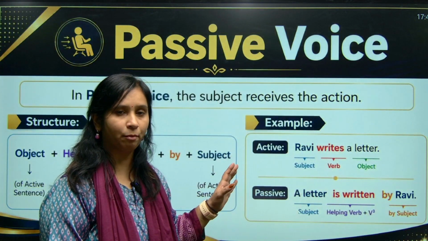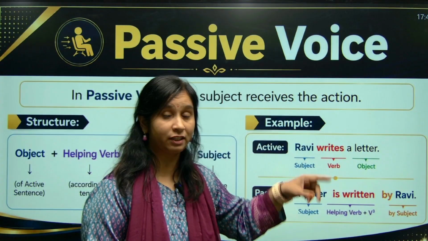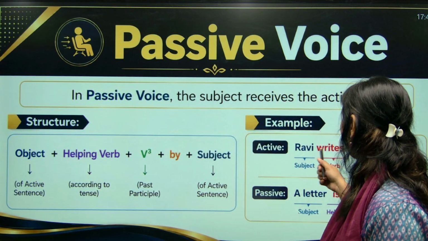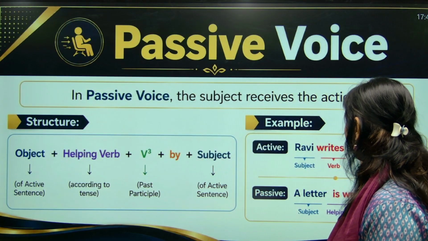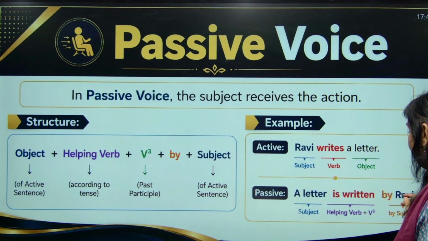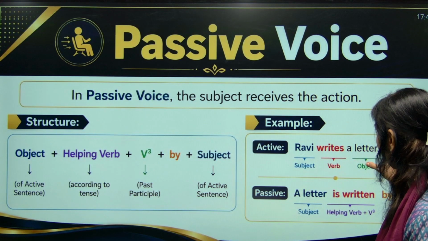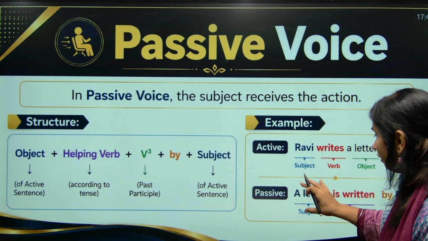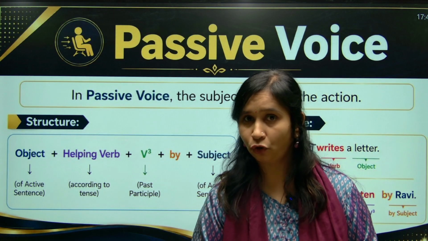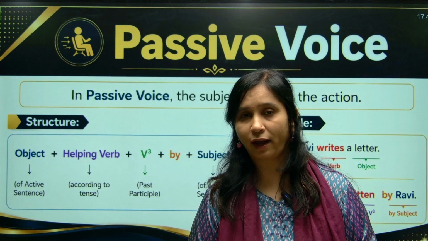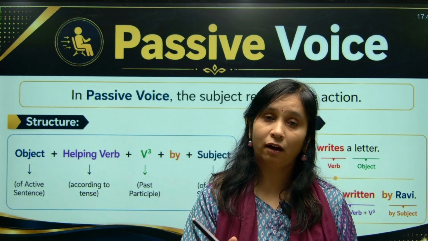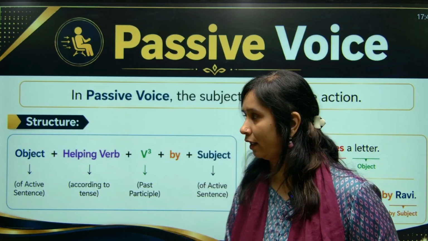In passive voice, what happens? In passive voice, the subject receives the action. For example, I will take Ravi writes a letter. Now Ravi writes a letter is an active voice example, but in passive voice it is: a letter is written by Ravi. Now what we have done here, we have taken the object part and made it a subject. A letter is receiving the action, not doing the action. How can a letter do an action? The letter is receiving the action because Ravi is writing a letter and the action is done on the letter. It is called passive voice.